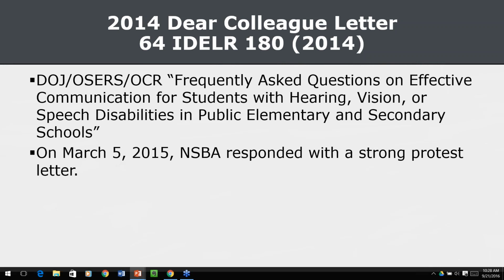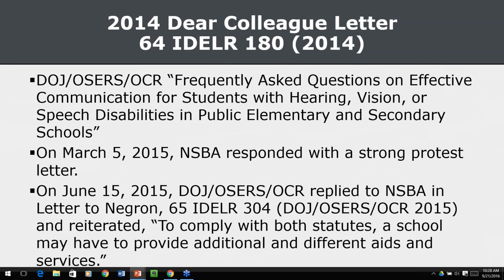They said, gosh, you're just taking one decision from the Ninth Circuit and applying it to the entire country. And OCR said, yeah, we don't care. And they reiterated, to comply with both statutes, schools have to provide additional and different aids and services under IDEA than they may have to provide under the ADA. So we've got these dual obligations working now.